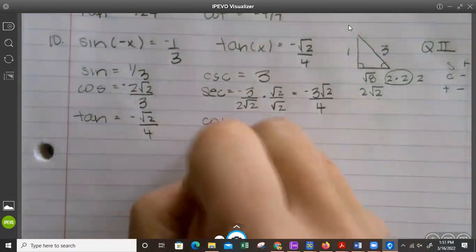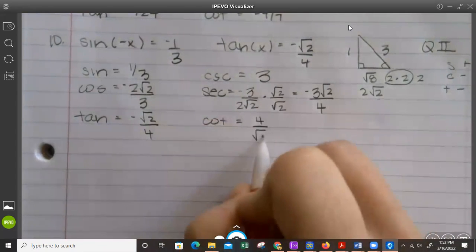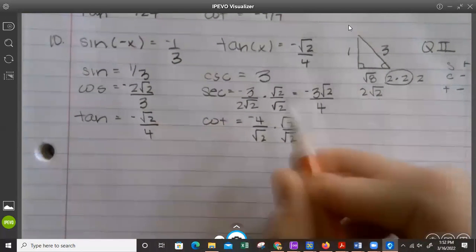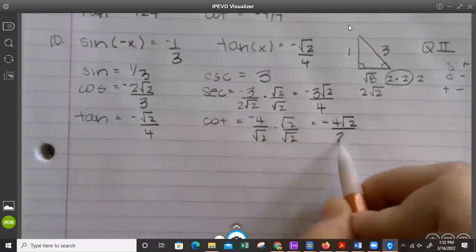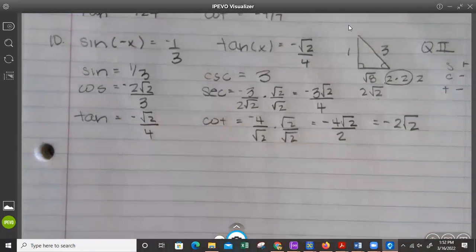And then cotan, you would have 4 over the square root of 2. It's going to be negative. Multiply by the square root of 2. You get -4 square root of 2 over 2, which changes to -2 square root of 2.